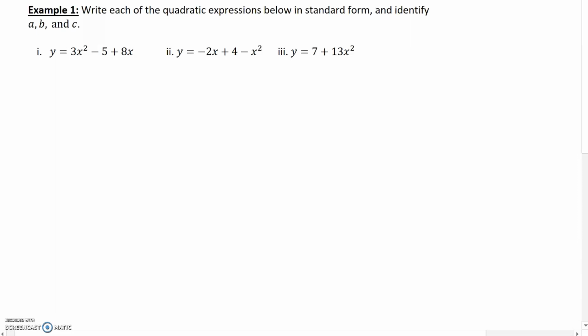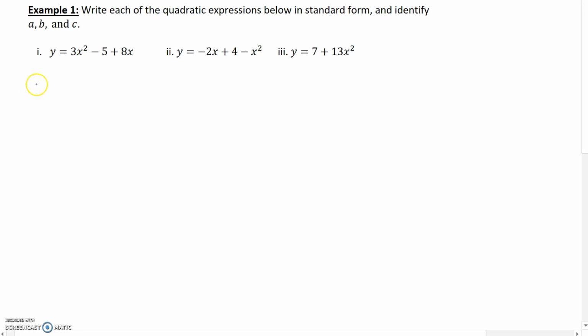So we have three quadratic functions here. We're going to write them in standard form and then identify a, b, and c. Now you might not remember standard form, it's a while since we've done it, but standard form just means put the x squared term first, then the x term, and then the constant term. In other words, just a number. That should be the last thing you see.